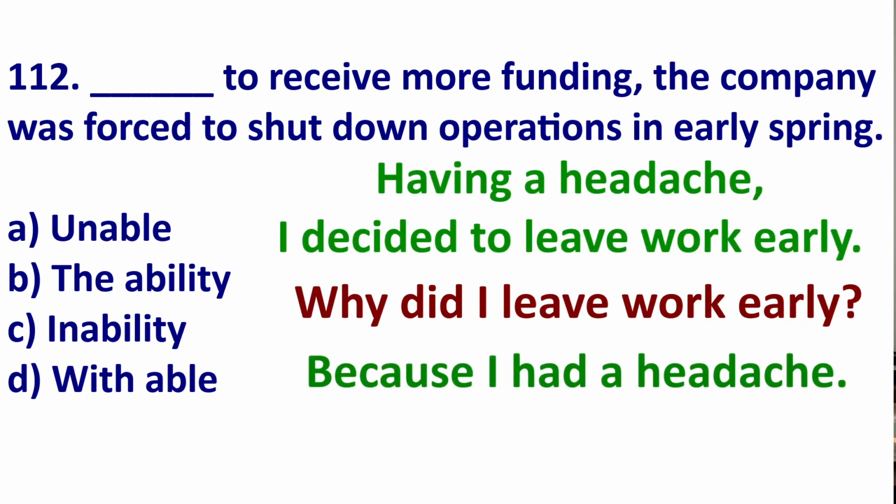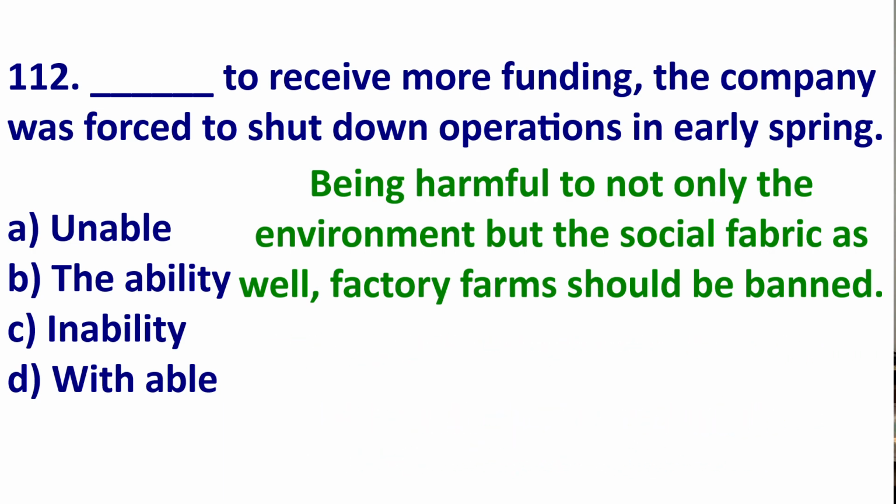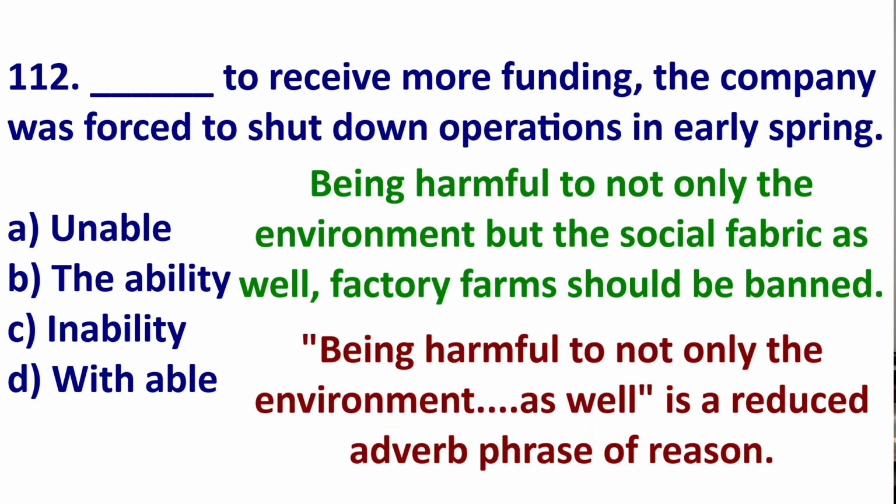So look at this sentence. Having a headache, I decided to leave work early. So why did I leave work early? Well, because I had a headache. Or, being harmful to not only the environment, but the social fabric as well, factory farms should be banned. So, why should factory farms be banned? Because they are harmful to the environment and the social fabric. As you can see, here the writer gave reasons without using words such as because, due to, since, as a result. They were using reduced adverb clauses of reason.